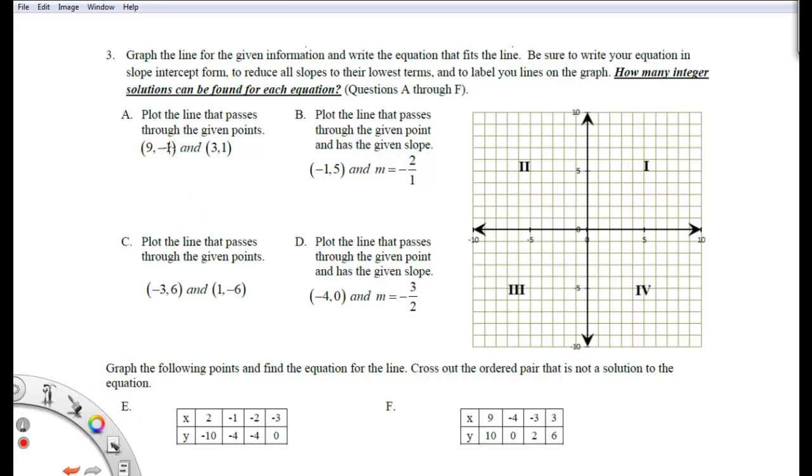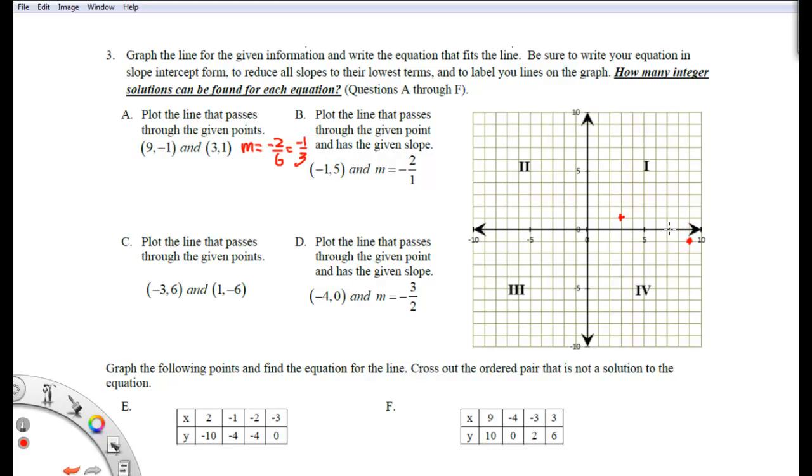Do this in red. So 9, negative 1. Go over 9 and then down 1. So there's that ordered pair there. Next we go 3 and 1. So on the x-axis I go over 3 and up 1. And now from there I can count down 1, 2, over 1, 2, 3, 4, 5, 6. So that slope will be negative 2 over 6, which I'm going to simplify to negative 1 over 3.